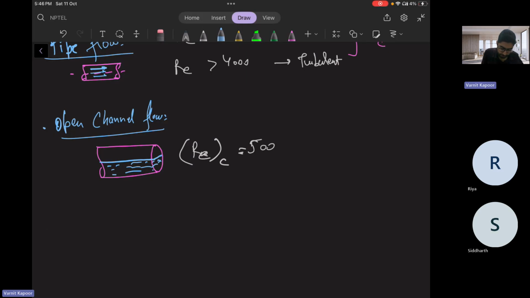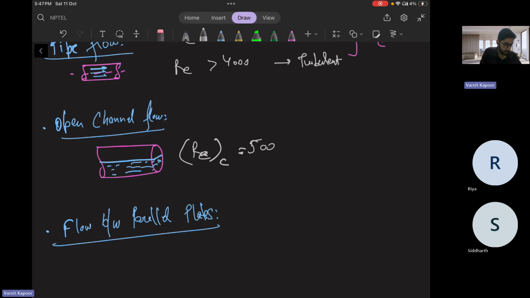Okay, and flow between the plates. For flow between parallel plates, you should say parallel plates. Orientation also matters. The critical Reynolds number is 1000.